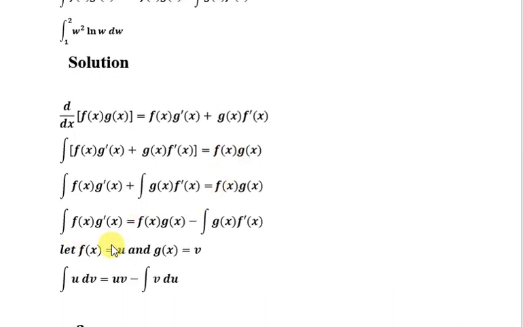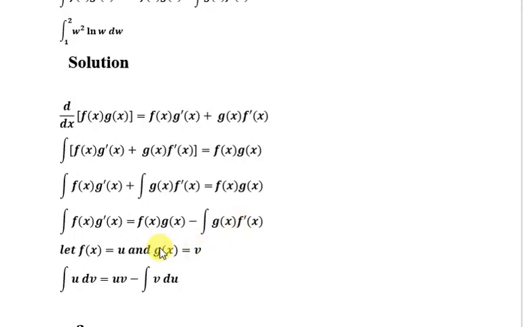Now, if we continue with the process, remember at this point we can decide to make any of them the subject. But deciding to make the first term of the equation the subject means that we have to clear this second term. So we have the integral of f of x times g prime of x equal to the right side, which is f of x times g of x minus the integral of g of x times f prime of x.